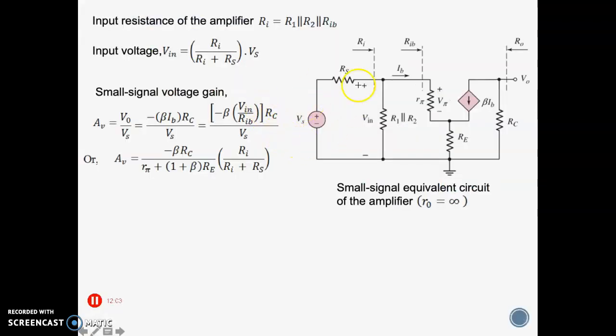So this is as shown in the slide. The steps are the same. When you derive, you can get this long equation, minus beta RC divided by (Rπ plus (1 plus beta) RE). And then you are done with the derivation.